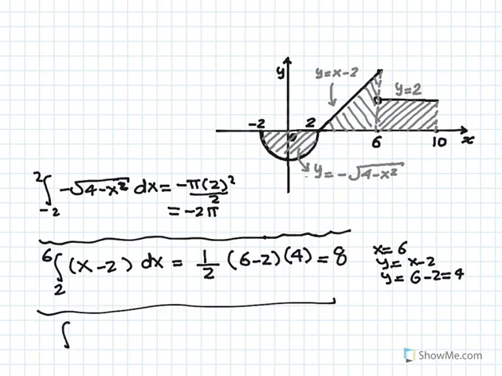All right, and the last integral, the integral from 6 to 10 of 2 dx. This is just the area of a rectangle where the base is going to be 10 minus 6, and the height is going to be y equals 2, and that is also 8. And this is the area of a rectangle.